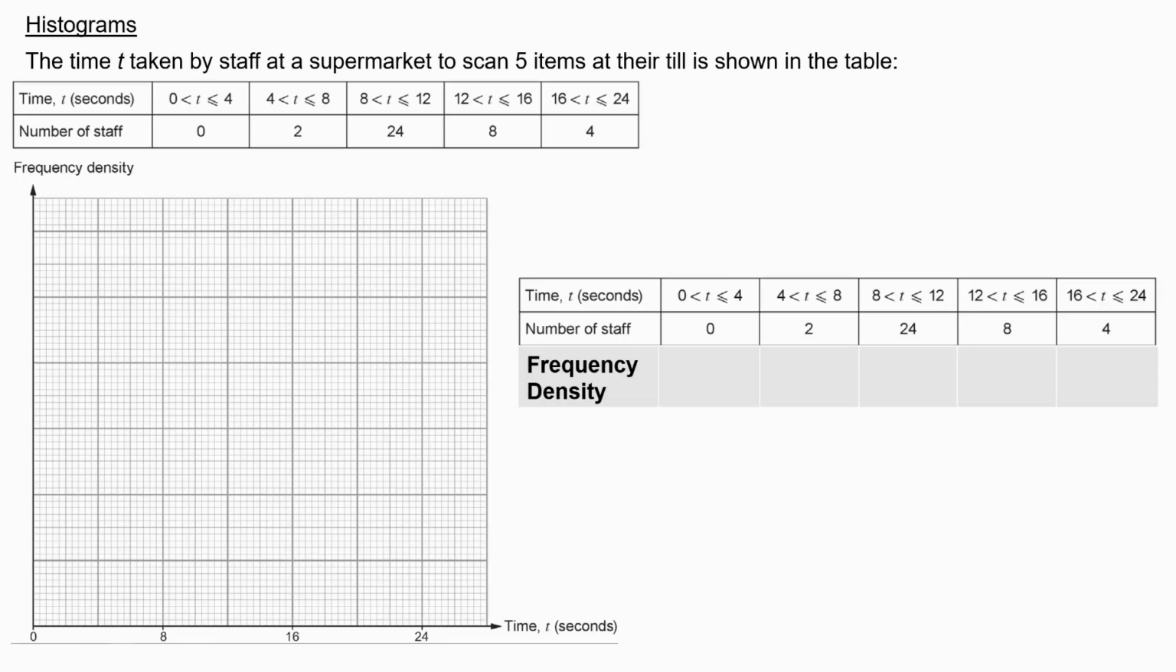Histograms are similar to bar charts, but the bars do not need to be the same width, and there are no gaps between the bars because a histogram demonstrates continuous data. Here's a question involving a histogram.